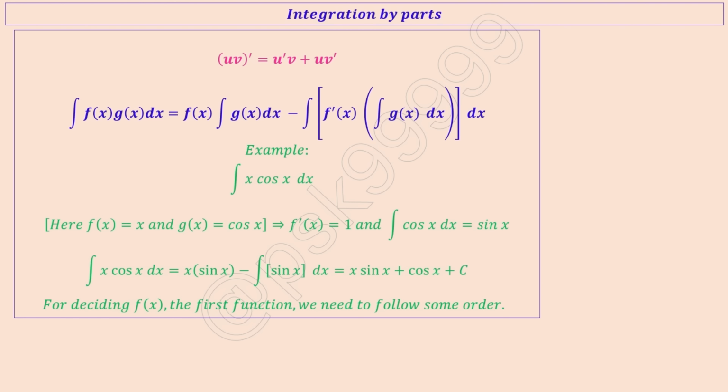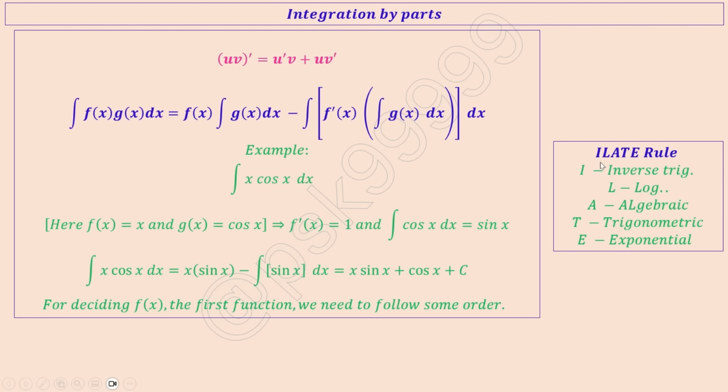For that there is one simple code given, the ILATE rule. Why is it the ILATE rule? I is inverse trigonometry, L is logarithmic, A is algebraic functions, T is trigonometric, E is exponential. Whichever comes first, you take that one as f of x. In this case, x is algebraic and cos x is trigonometric. Algebraic is above trigonometric, correct? So I will take algebraic as my f of x.